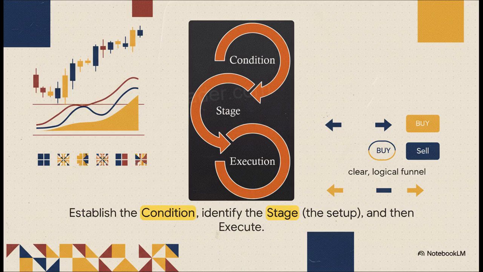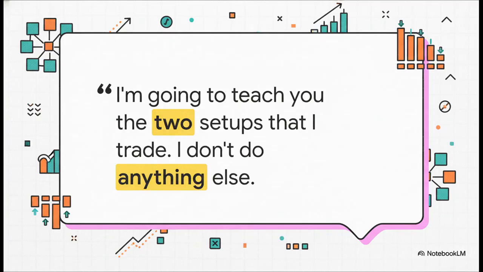Simple. Second, you identify the stage. This is where you spot the specific price pattern, the setup itself, that lines up with your bias. And only when those 2 things are checked off do you move to the final step, execute. It's clear, it's logical, and it keeps you out of trouble. And just to hammer home how critical focus is, ICT says this himself. After teaching a universe of concepts, his actual day-to-day trading comes down to mastering just 2 patterns.